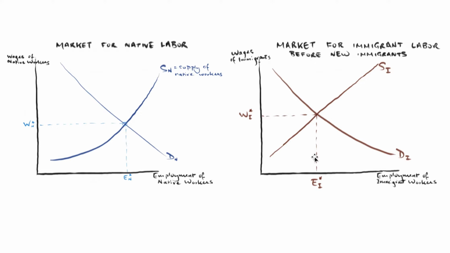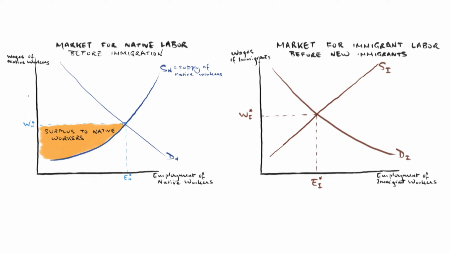Okay, so I've got things set up initially, and I'll observe that the surplus to the native workers before immigration is this orange area. As always, surplus is the area between the price and the supply curve for the people selling. In this case, the workers are the ones selling, and as far out to the amount sold. Okay, so that's the surplus prior to the arrival of new immigrants.